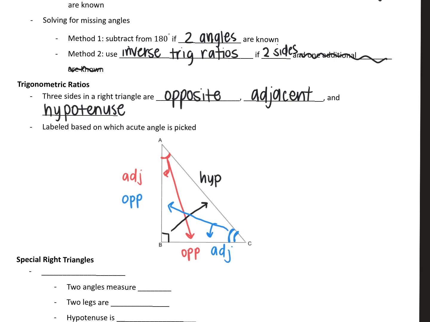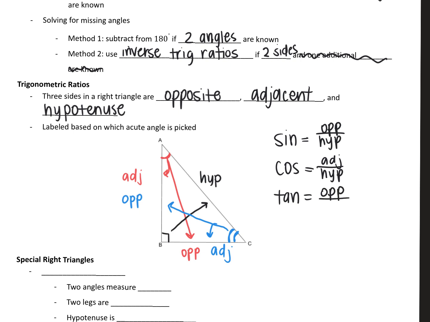So for our trig ratios, we've got sine, cosine, and tangent. Sine is the ratio opposite over hypotenuse. Cosine is adjacent over hypotenuse. And tangent is opposite over adjacent. It's just a little refresher of SOHCAHTOA for you.